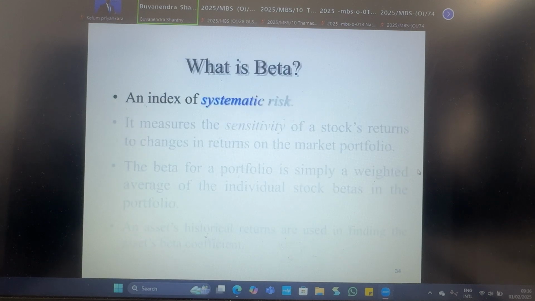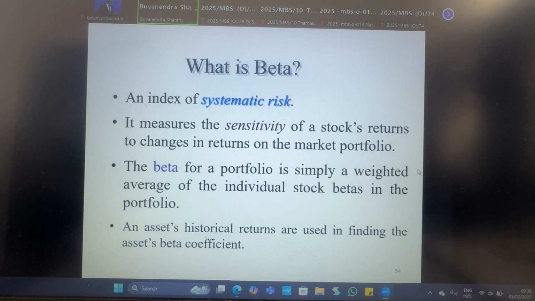So now we move to the measurement of this part. This CAPM model only considers this systematic risk, since that is the unavoidable risk. So what is this systematic risk? Systematic risk is measured through the beta values. You all might have heard about the stock betas that the Colombo Stock Exchange announces. Beta values are there. What is this beta? A beta is the index of systematic risk.